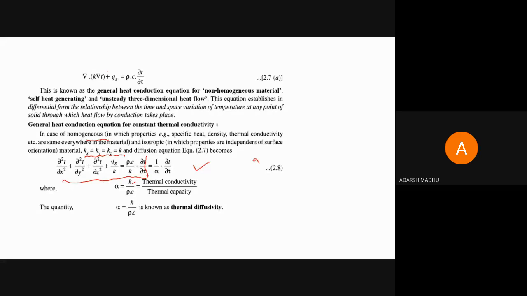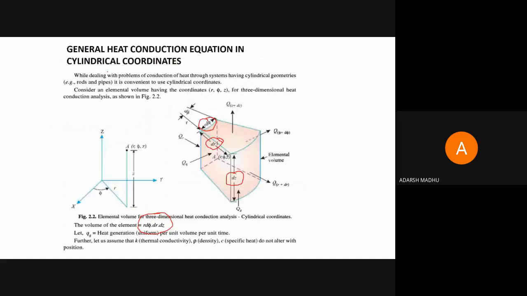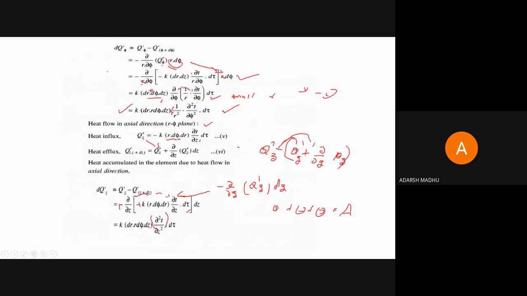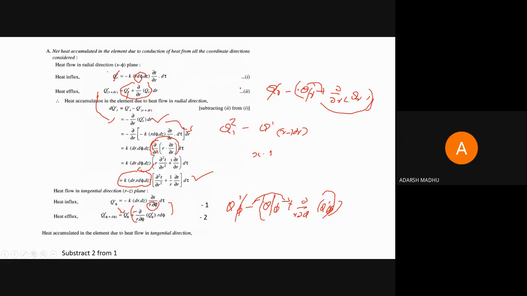Okay, the class is finished, right? I think you have understood the equation derivation of cylindrical coordinate, right? This is the general heat conduction equation of cylindrical coordinate. For next class, we are deriving the heat conduction equation for spherical coordinate like that. Just read it, I am sending the PPT.